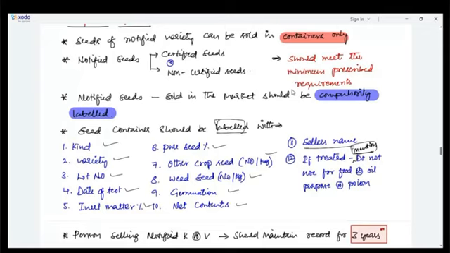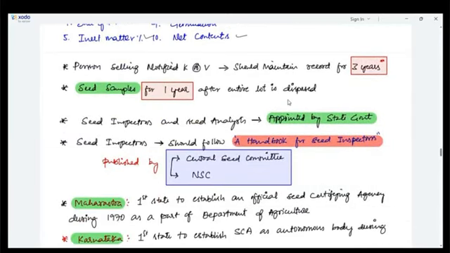The person or seed dealer selling seed in the market should maintain the record for at least 3 years. The person selling seeds of notified kinds and varieties should maintain the record for at least 3 years. And after the sale of all the seed, he should maintain a certain sample, a certain percentage of the seed, stored for at least 1 year after the entire lot is disposed.